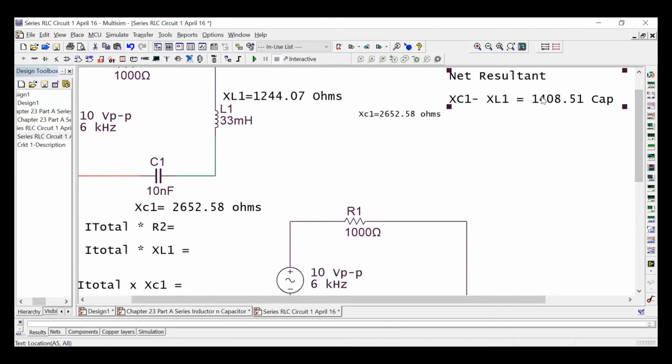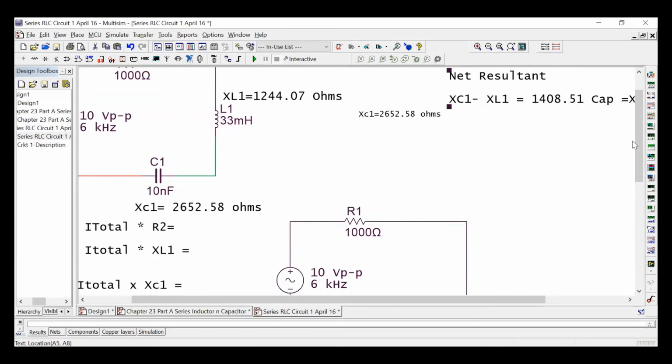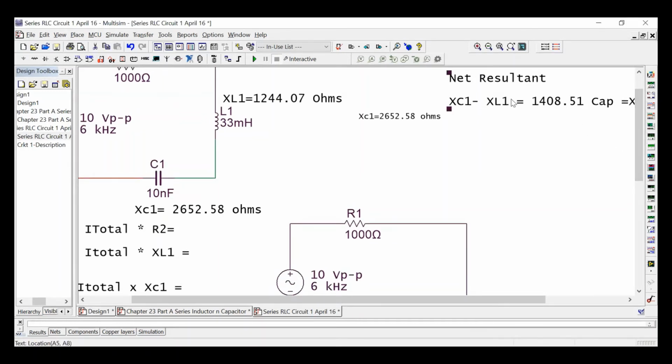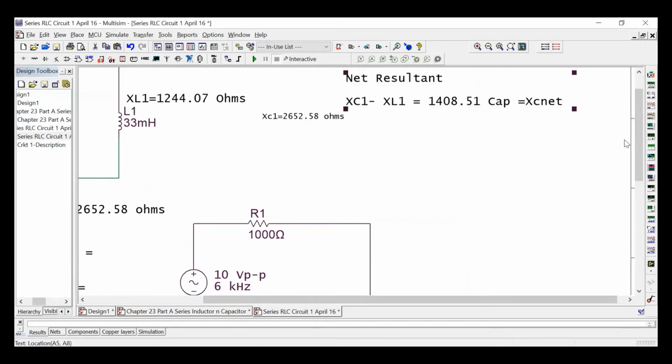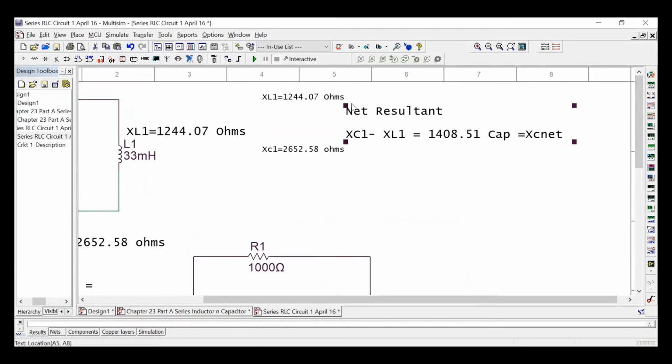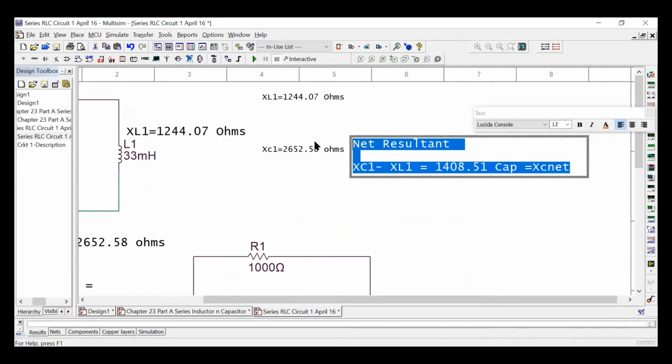So this is X sub C. So this is going to be, maybe I should have put, X sub C net. And I'm going to move it over so you guys can see it in a second. I'm just cleaning up all my handiwork here now. Where'd it go? There it is. I'm just getting things cleaned up. That's all I'm doing here.